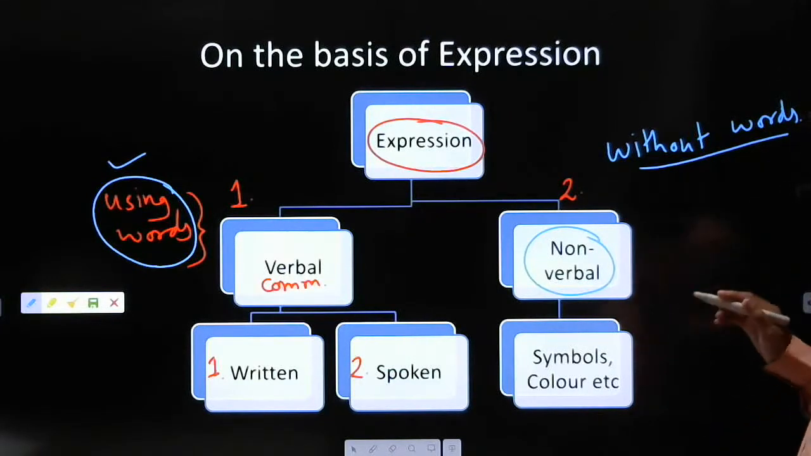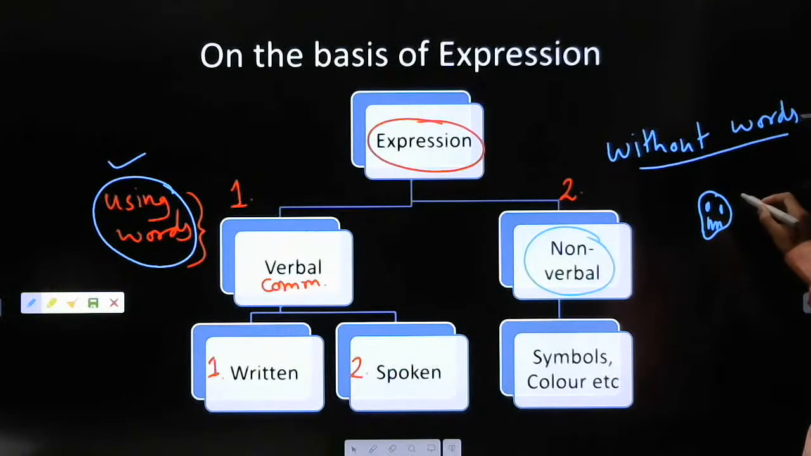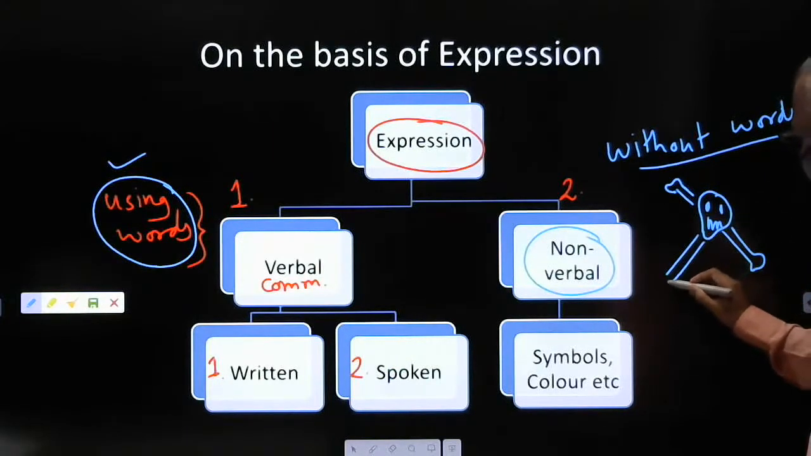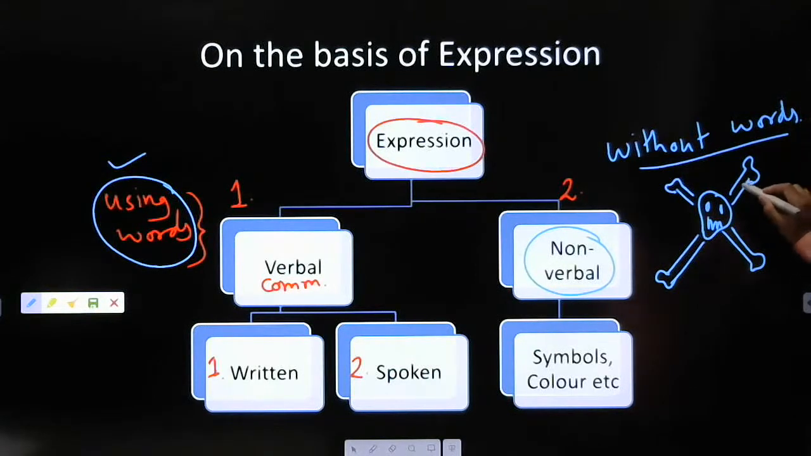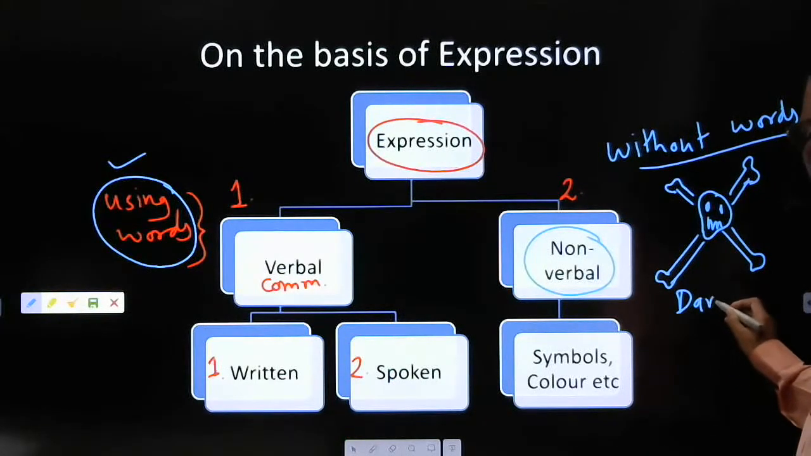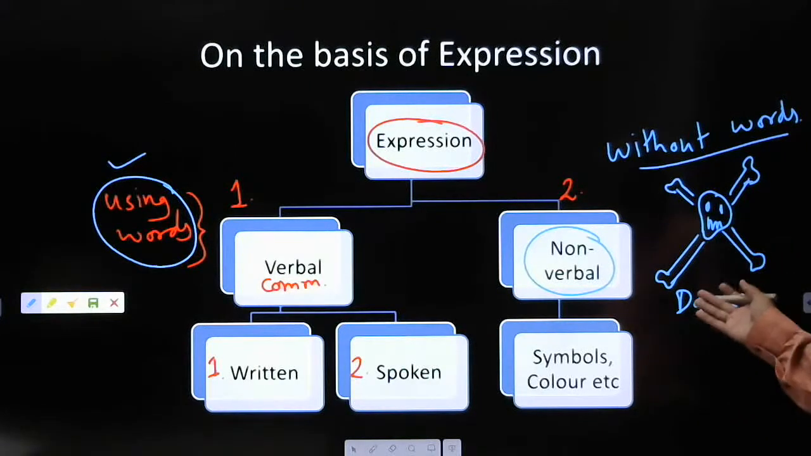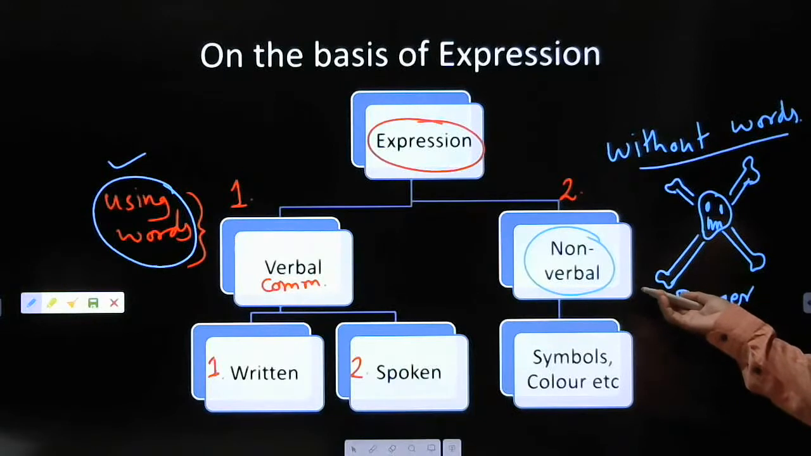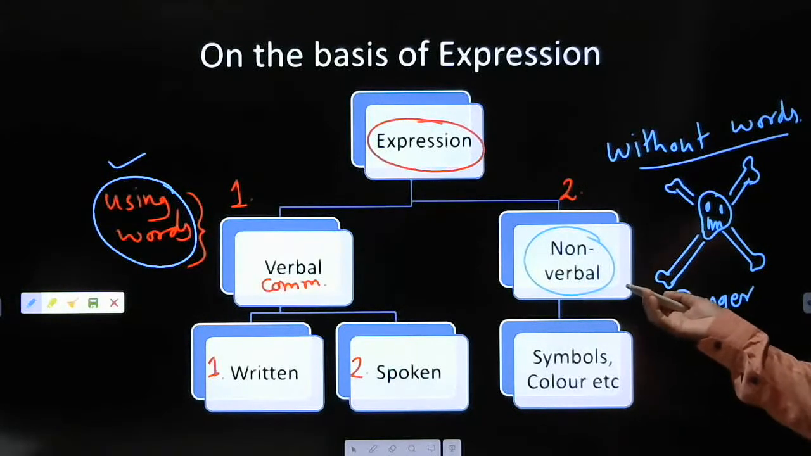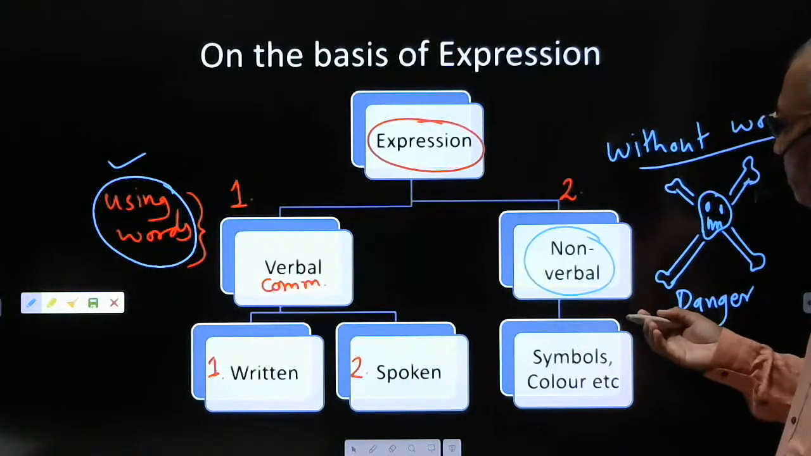With the help of those symbols, colors, and pictures we communicate, and that type of communication is called non-verbal communication. Now I will draw one diagram and you will easily understand what I have drawn here. Whenever you see this symbol, you get a message that this is a symbol of danger. This is a dangerous place, and we should keep ourselves away from it. This is an example of non-verbal communication. Suppose you are driving a car, riding a bicycle, or driving a motorcycle. You see certain traffic signals.